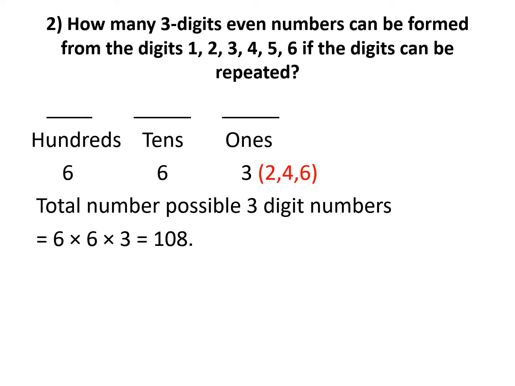So in order for a number to be even, we should have a multiple of 2 at the ones place. So we can fill the ones place by 2, 4 or 6. So we will have only 3 choices there, and the hundreds and tens places can be filled with 6 choices. So in total we have 6 into 6 into 3, which is equal to 108 ways for forming the number.